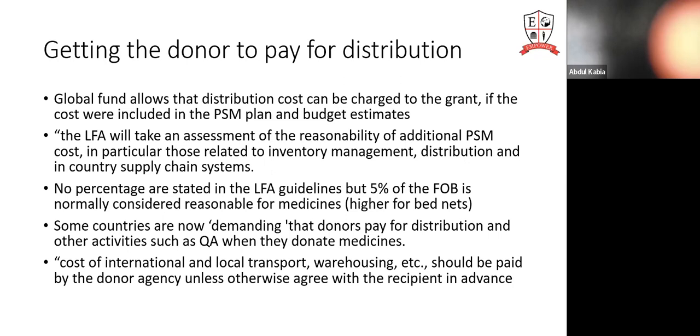So the Incoterms should spell out clearly who is going to take the responsibility. If you are doing a PSM plan for the Global Fund, the cost of distribution should be spelled out and budgeted for. If it's also quality assurance, it should all be in the PSM plan. Cost of international and local transport, warehousing, and other costs should be paid by the donor agency unless otherwise agreed. So these are all things you need to look at when you do a procurement contract or when you're negotiating with a donor. Which Incoterms do we need to look at? How do we want this system to work? So it's very important to know that when you do a PSM plan for Global Fund, these are things you need to consider. Next slide.